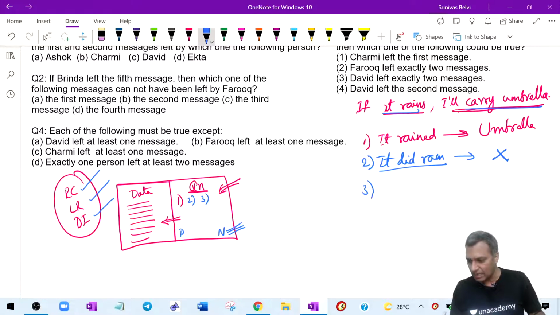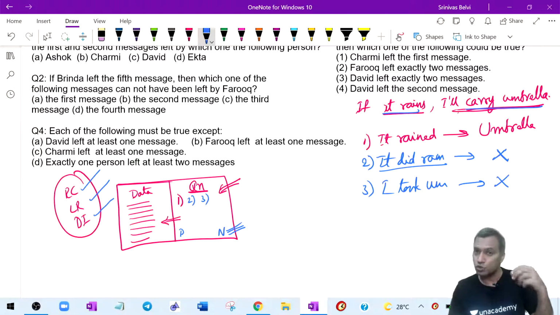Similarly, the third one: I carried umbrella. If I say, hey, I took umbrella, therefore what about the rain? No idea, right? I took umbrella because I wanted to get it repaired. I took umbrella because it was too hot. I took umbrella because I had to give it to someone. So you have no idea why I took the umbrella. Rain need not be the reason for it. So these are the things here.